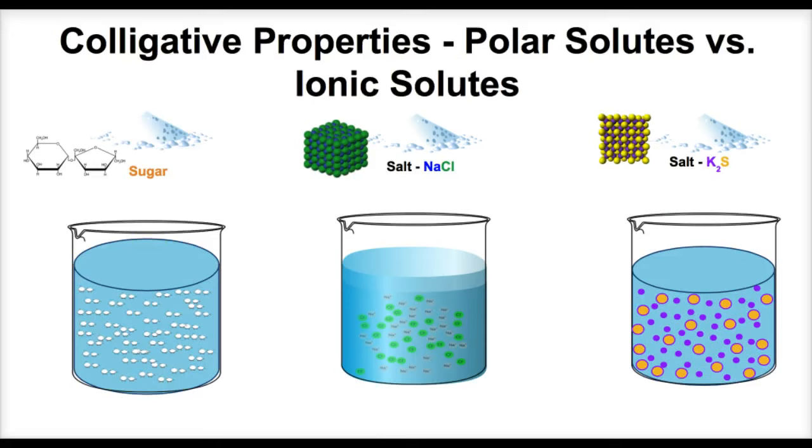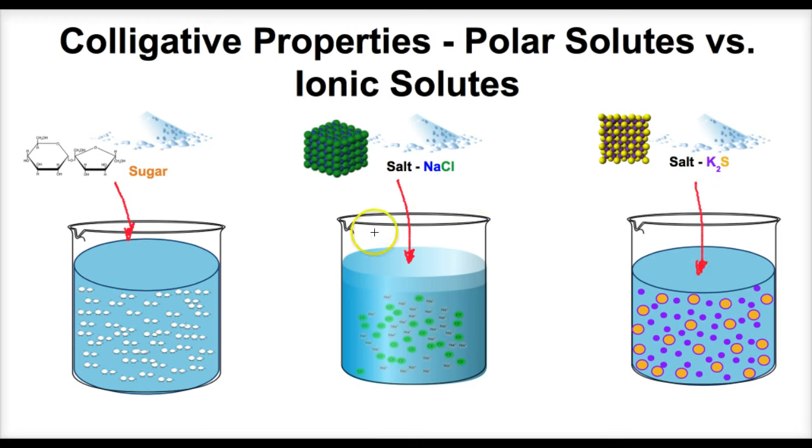All right, so we have 3 beakers of water here. And in this beaker here, we have some sugar that we're going to dissolve. We're going to put some sugar in here, and we're going to stir it up, and we're going to dissolve it. And we're going to throw some sodium chloride or table salt in here. We're going to stir it up, and it's going to dissolve. And last but not least, we're going to put some potassium sulfide in here. We're going to stir it up, and it's going to dissolve.